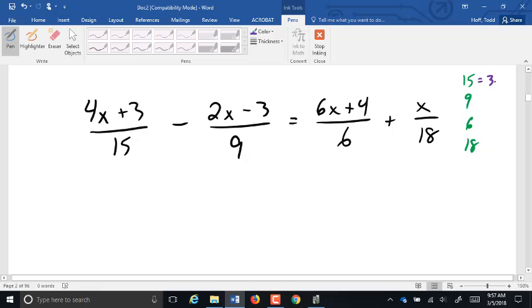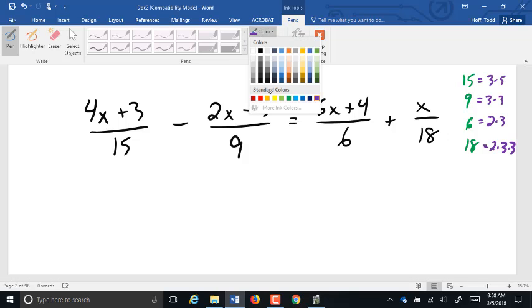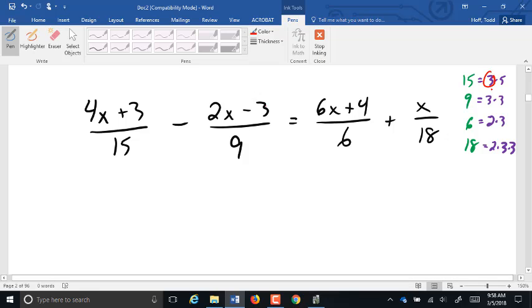Let's factor. 15 is 3 times 5. 9 is 3 times 3. 6 is 2 times 3. 18 is 2 times 3 times 3. Well, if we look at what they all have in common, it's a 3. Remember, it's what they don't have in common that counts.